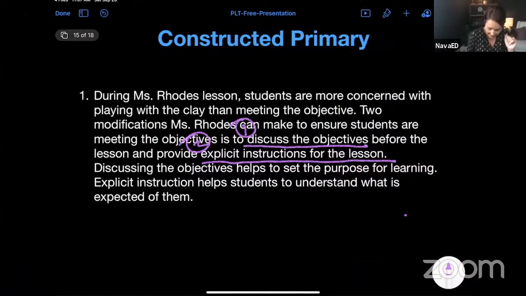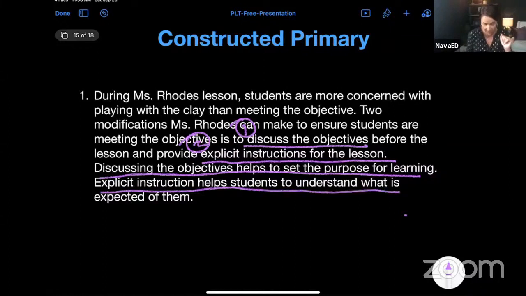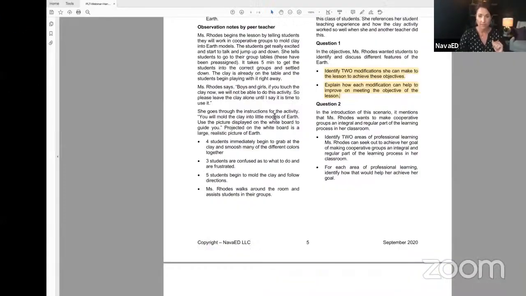That's the next part. Discussing the objectives helps to set the purpose for learning. Explicit instruction helps students to understand what is expected of them. Boom, done. 2 points for sure. Did not have to take 18 hours to do that. I did the 2 things, and then I said how each thing helps to improve the instruction. Done. Now let's go to the other one.